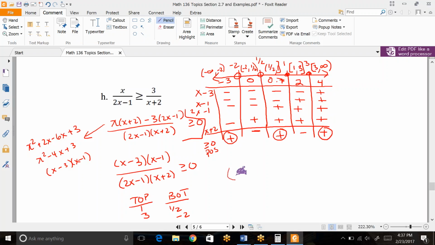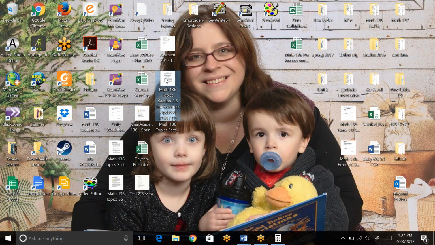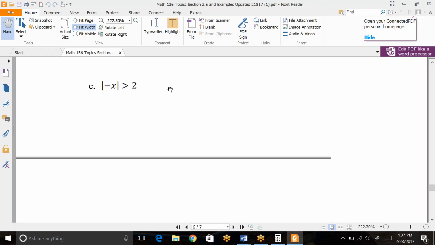So this would be negative infinity to negative 2 with a parenthesis, union 1/2 to 1 with a bracket, union bracket 3 to infinity. Okay, that's the end of that piece, but before we completely cut this off and say we're done, I'm going to pull up 2.6 because we did skip something in 2.6, but I want to show you that you can solve it using this method. We skipped over the reciprocal property ones, but they really are something you can use the chart method with.